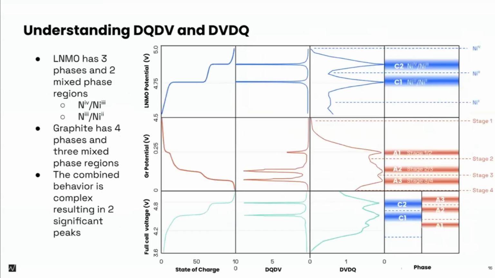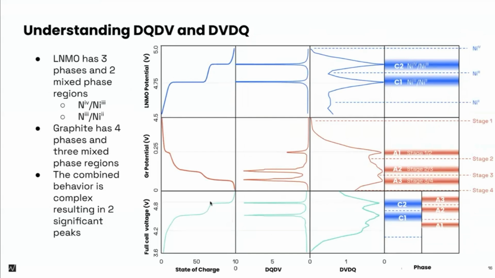I'll show you a graph for that in just a second. Okay, here's another way of looking at this. Here is looking at an LNMO system, much higher voltage. You have these two clear differences in voltage. You've got the dQ/dV in the middle there and the dV/dQ further to the right, and then an understanding of the different phases that are going on there.